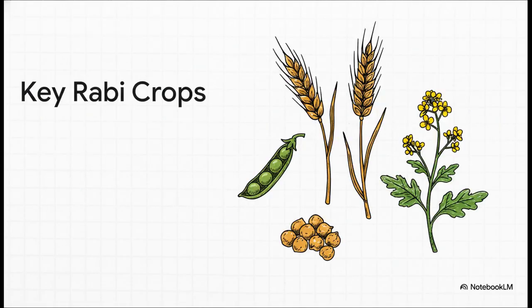So, what kind of crops are we talking about? Well, the big one is wheat, the source of our chapatis and bread. But you've also got barley, peas, gram, and mustard. These are really the cornerstones of India's massive winter harvest.